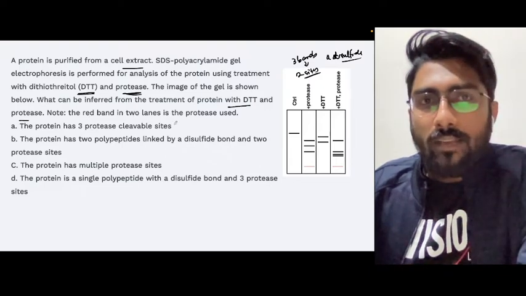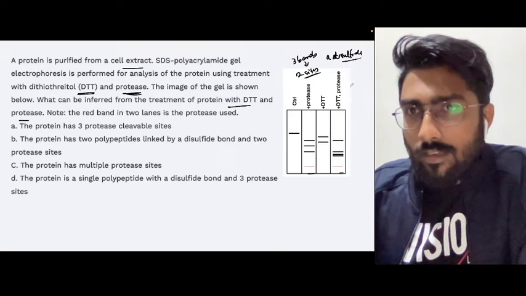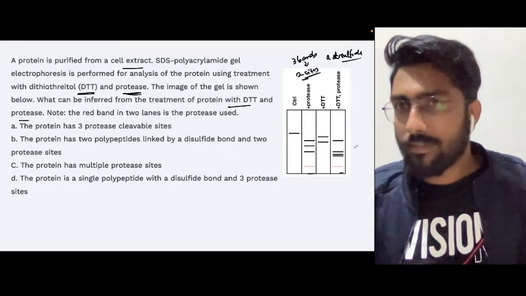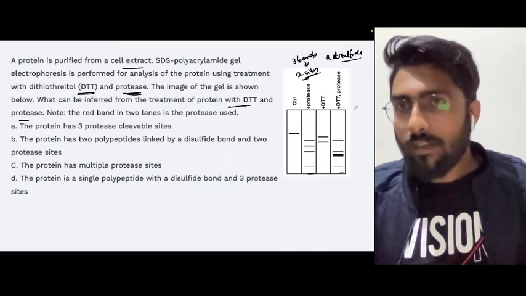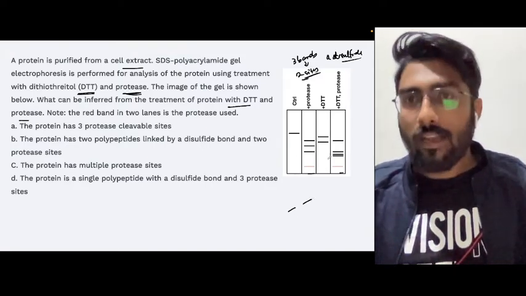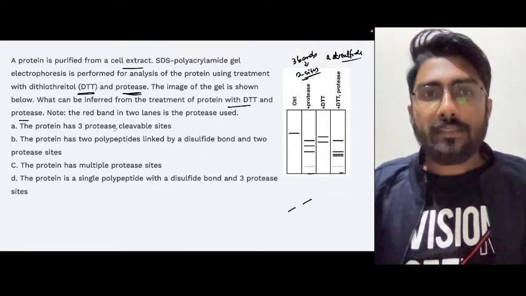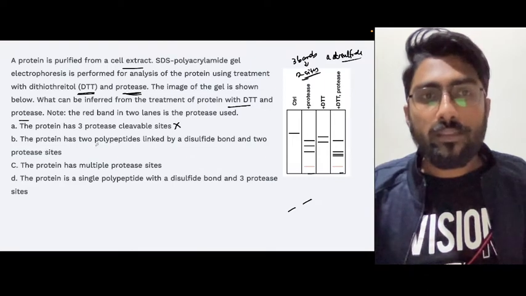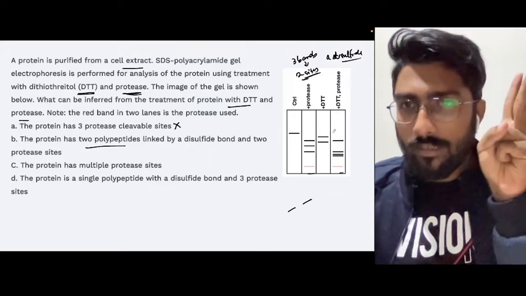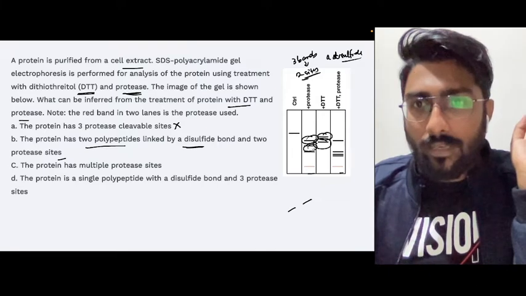Note that the red band is two lanes and protease used. Okay, the protease is zero over here. So if we see DTT plus protease, DTT will give three bands, and the disulfide will hit one band, right? So total how many sites? There will be two sites for protease and one site for disulfide bond. So total there will be, protein has three protease cleavable sites. No, two. The protein has two polypeptides linked by a disulfide bond. Yes. So there will be two polypeptides linked by a disulfide bond and two protease sites. Yes, that's why we got three bands. So this is the answer.